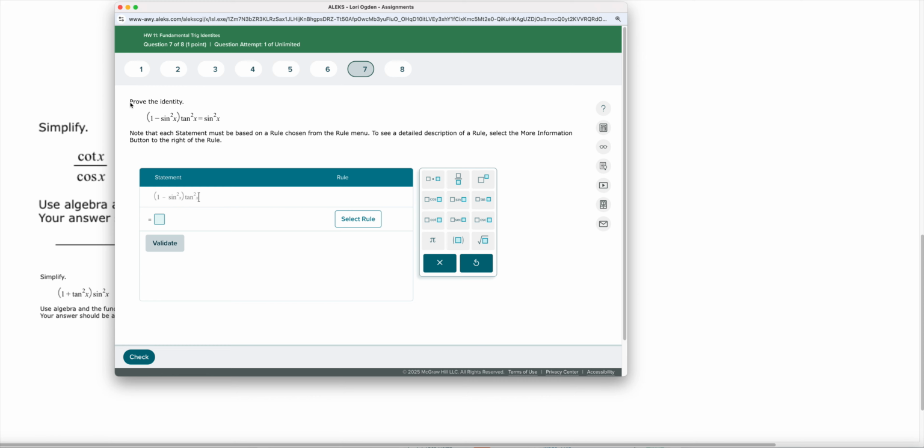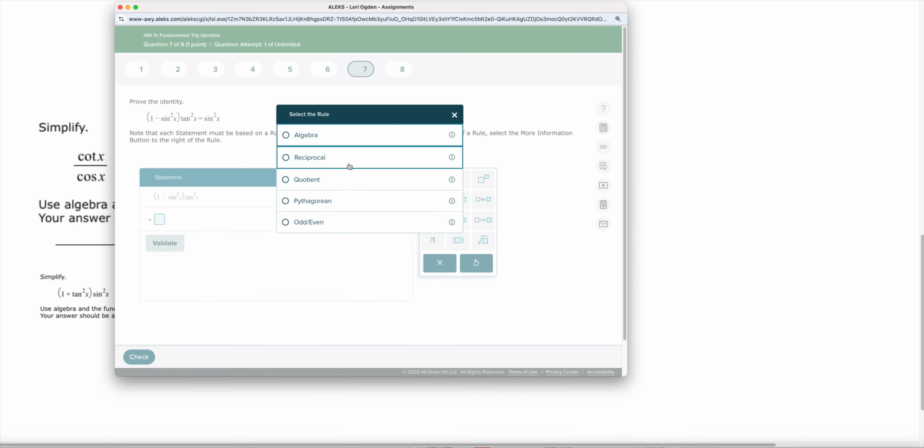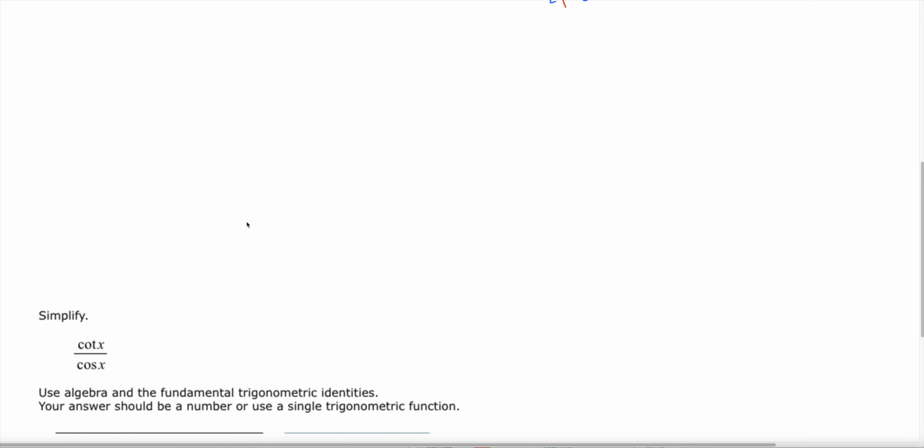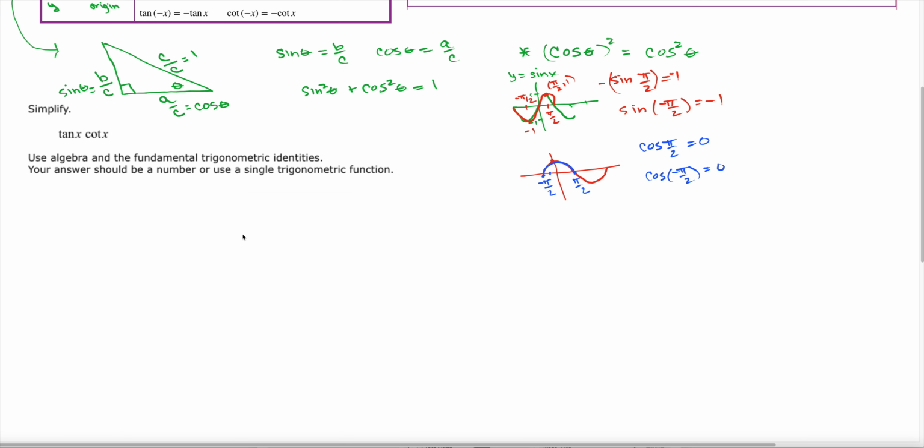So you'll also be looking at some where we're going to prove the identity, and we'll actually be selecting some of these specific identities to justify the actions that we're making. So let's take a look at a couple of examples, and then we'll just kind of go from there. So the first one, number 1, we're going to simplify the expression tangent x cotangent x.